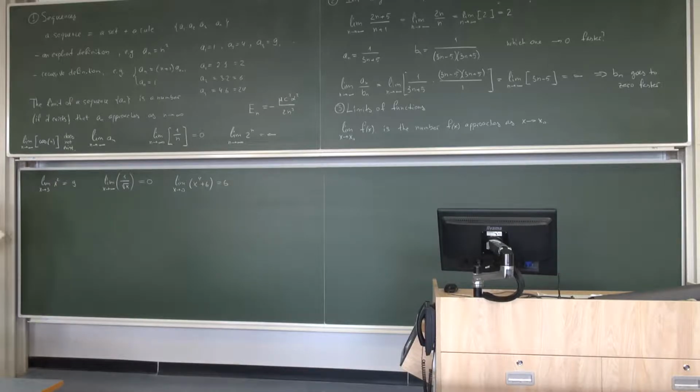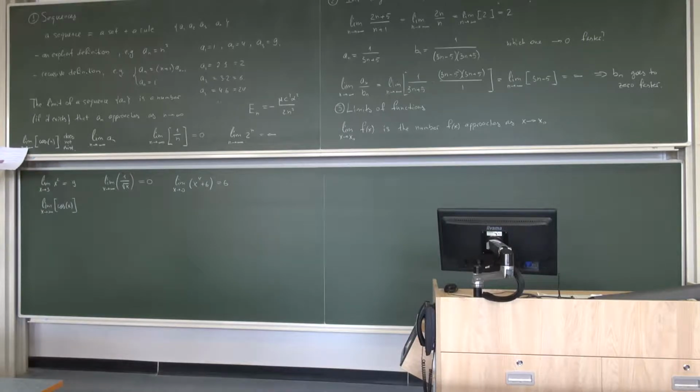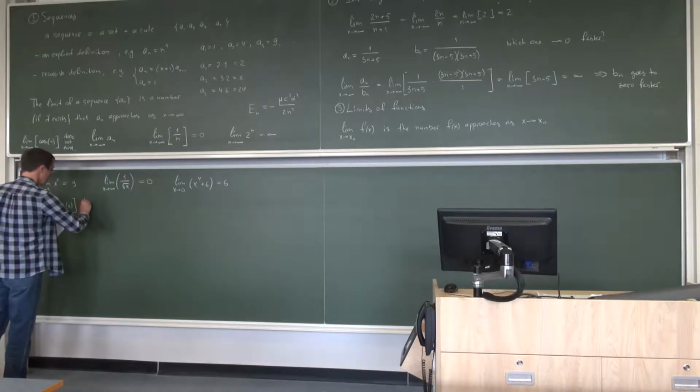If you look at, for example, the limit of x going to infinity of cosine x, then for the same reason as before, as x becomes larger and larger, cosine x keeps oscillating and does not approach any particular value, so this does not exist.